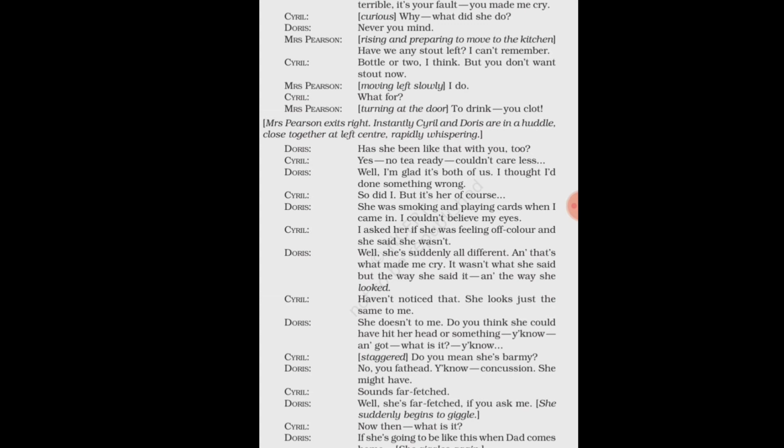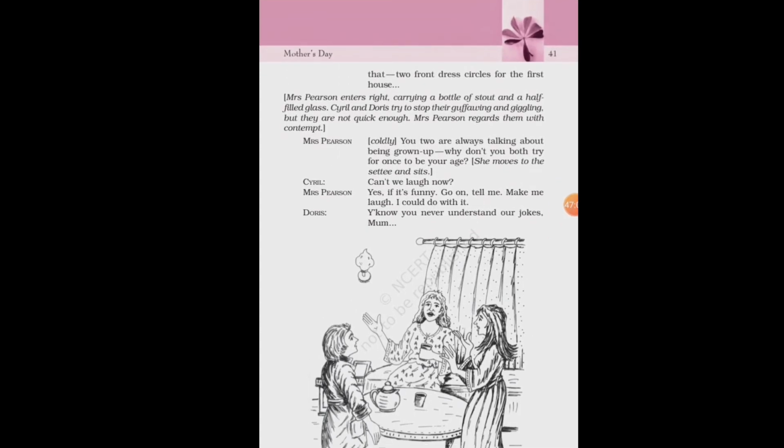So Cyril says he hasn't noticed it. She looked the same to me. So Doris said, no, she hasn't. Do you think she might have hit her head somewhere? Concussion. She asks whether she has hit her head and that's why she's behaving like this. But Cyril says it sounds far-fetched. Well, it's far-fetched if you ask me, Doris replies. And then they ask what else. So Doris thinks, what if she's going to behave like this when Father comes? So Cyril says, I'm staying in.